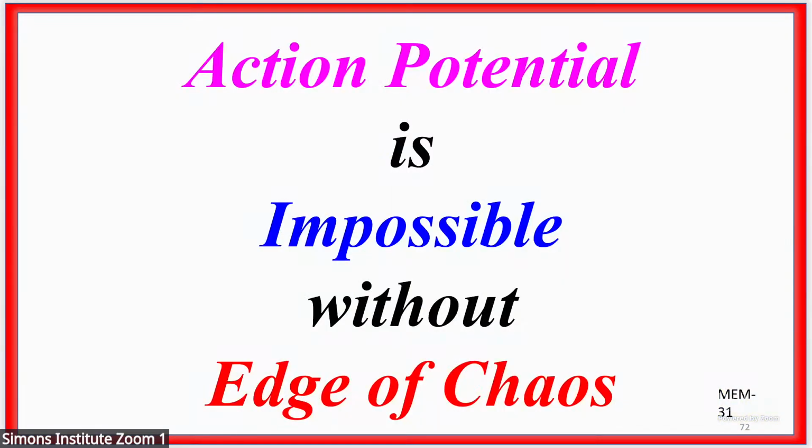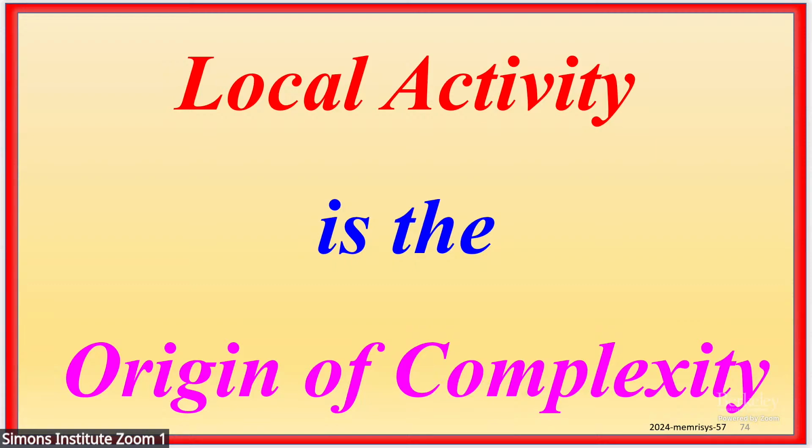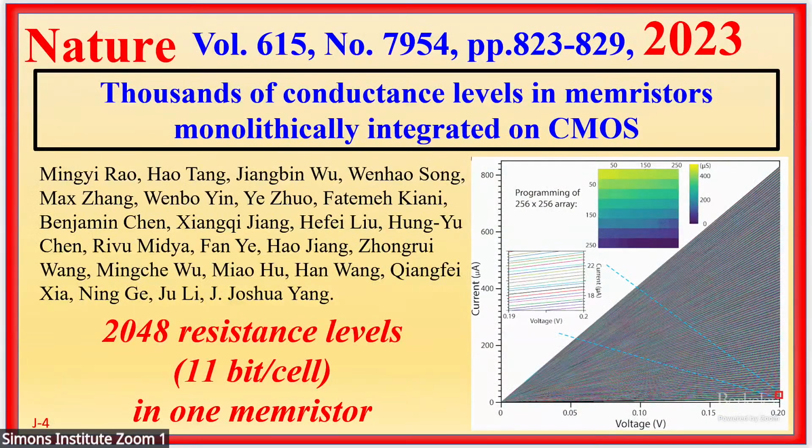Action potential is impossible without edge of chaos. Neuron, therefore, is poised near the edge of chaos. And local activity is, in fact, the origin of complexity. Now, I want to fast forward to tell you the state of the art.